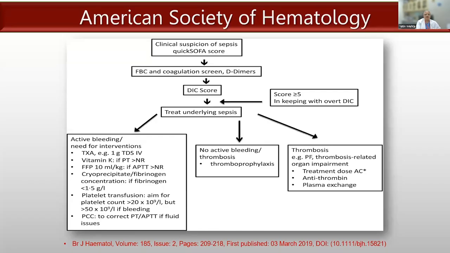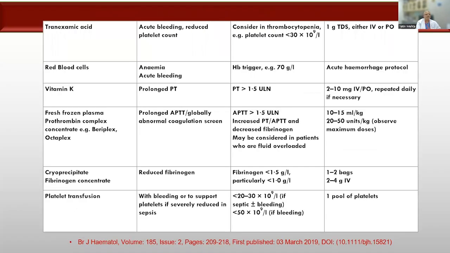So the American Society of Hematology, this is the algorithm. If they have clinical suspicion of sepsis on a quick SOFA, a coagulation screen and D-dimer should be done. You look at the DIC score or SIC score. If the score is more than 5, then treat it as DIC. You treat the obviously underlying sepsis. If there is active bleeding, you can give tranexamic acid or vitamin K or FFP or platelet transfusion, and PCC if it is available in your country, 3-factor or 4-factor. If there is no active bleeding, then you just give thromboprophylaxis with low molecular weight heparin. And if there is thrombosis, then obviously you have to treat it accordingly.